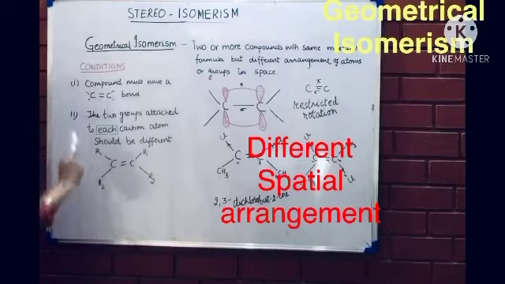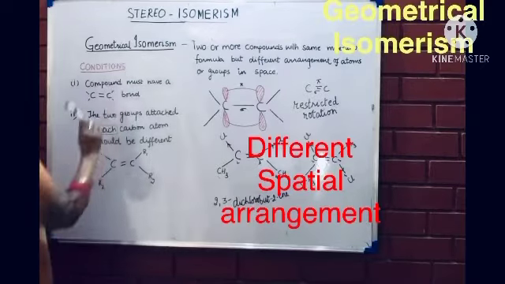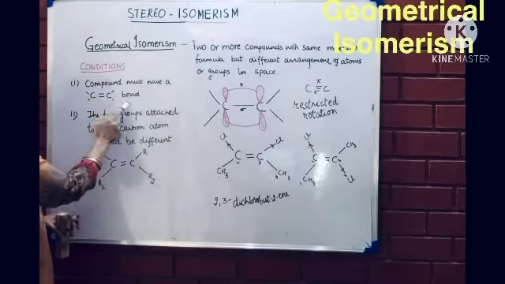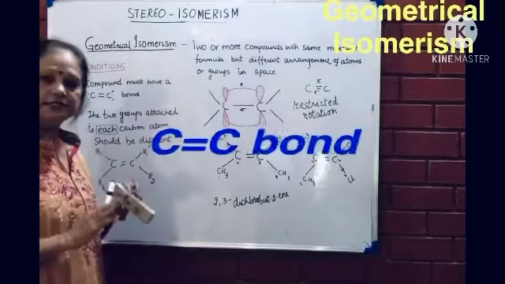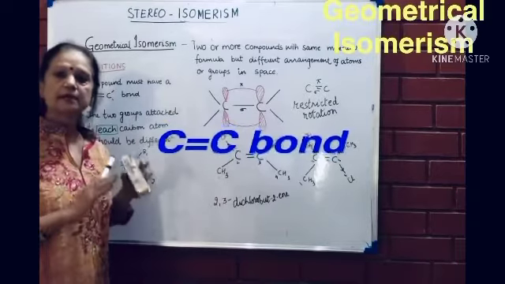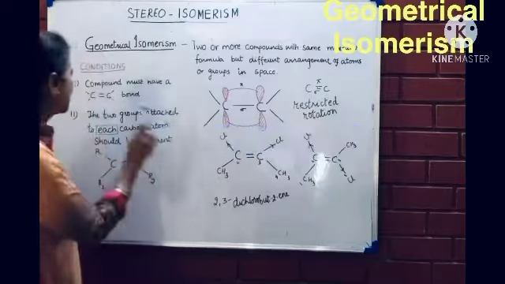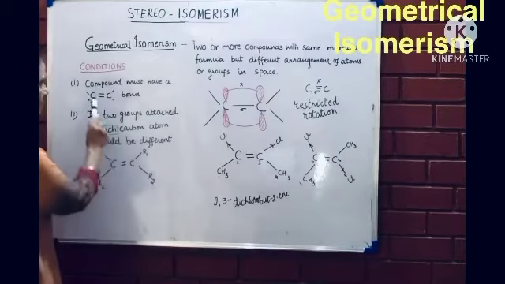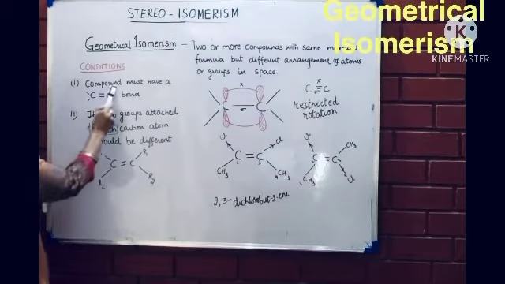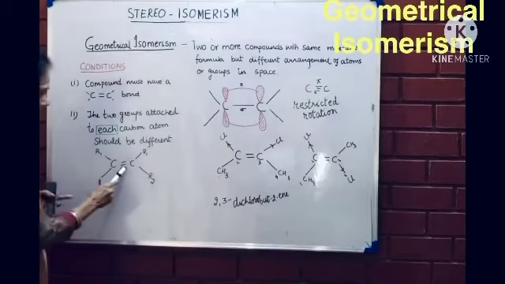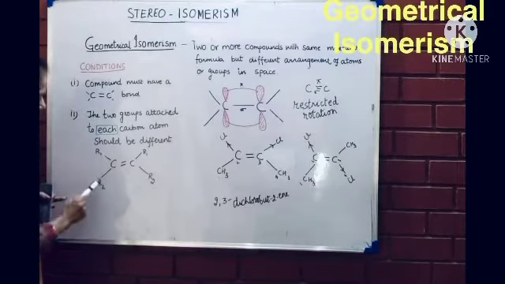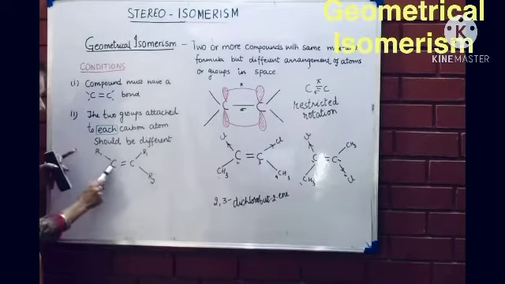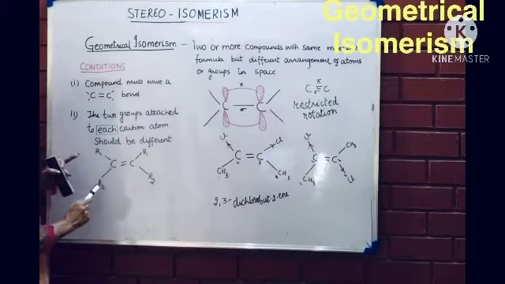Now look at the two typical conditions required for this type of isomerism. The compound must have a C-C double bond. That means alkenes can show this type of isomerism. The second requirement is that on each of the two carbon atoms there should be two different groups. Like on this C=C, I can see R1, R2 and R1, R2. Both R1s are on both sides, but each single carbon atom has two different groups.